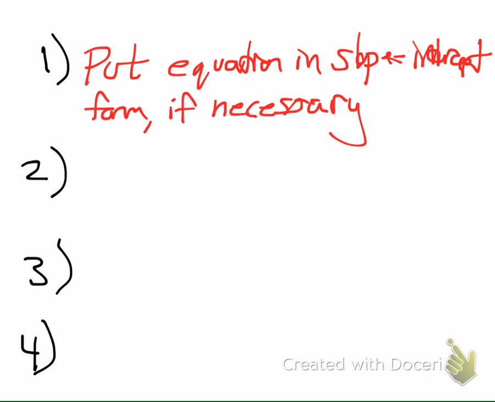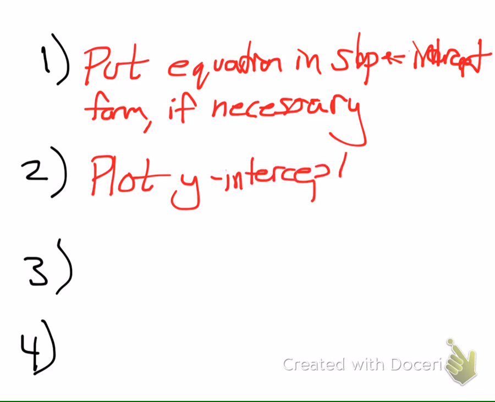So the first step is we always want to graph in slope-intercept form. Put it in that first. That's going to be the easiest thing to do. Second step is we're going to plot the y-intercept. We're going to find out where that graph crosses the y-axis, and we're going to plot that point. After it's in slope-intercept form, it's really easy to tell what the y-intercept is.